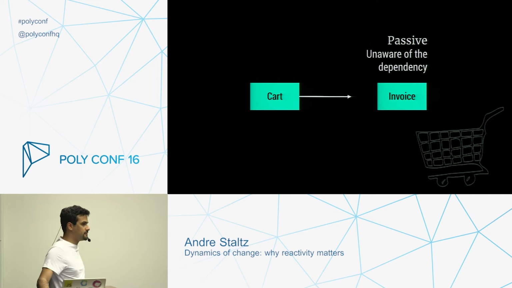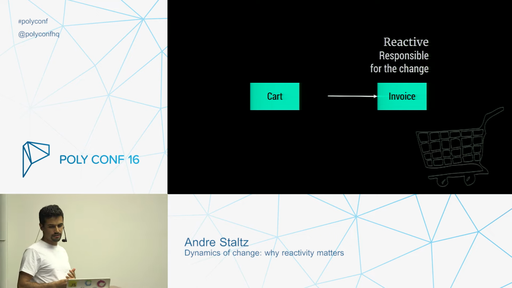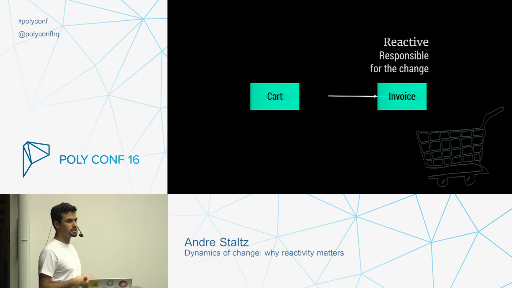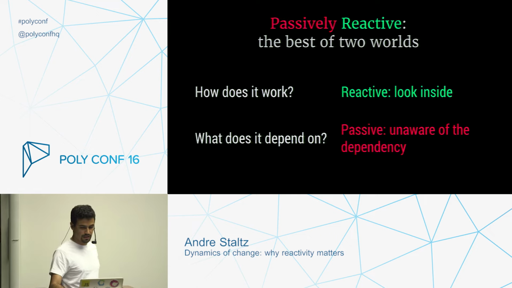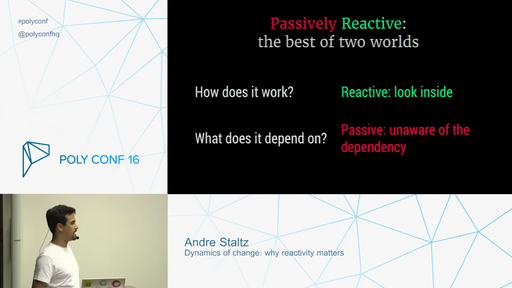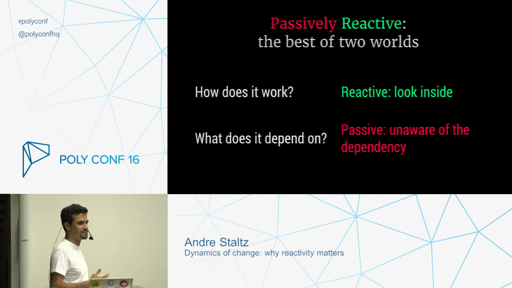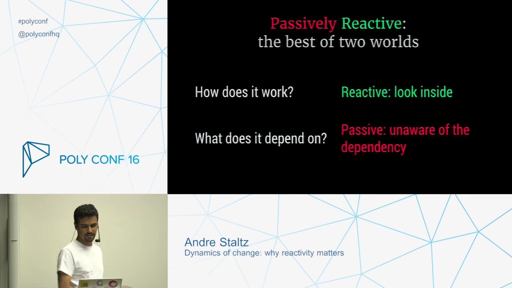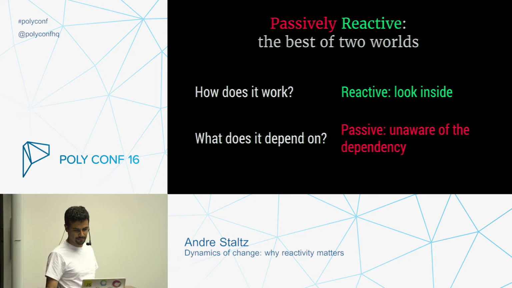So the good part of passive programming is that the invoice was unaware of the dependency. It's a nice thing. But the good thing about reactive programming is that the invoice was responsible for changing itself. So could we have these two things? Yeah, we can, with passively reactive. I'm not joking. You can actually use reactive just to have this property of how does it work, look inside, and passive to say, I don't know who I depend on, please inject.